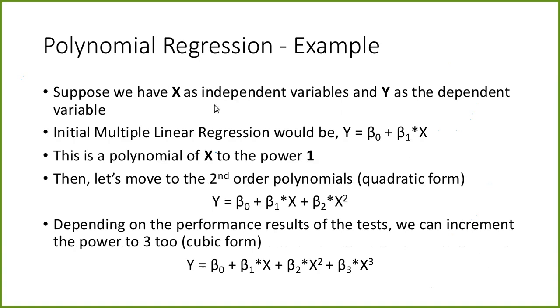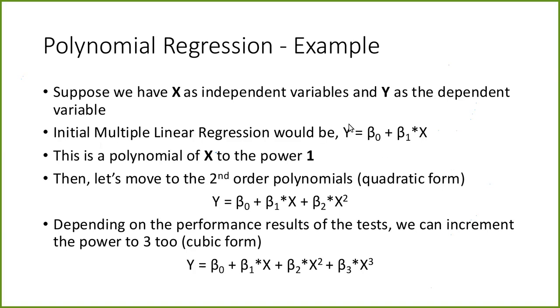So this is an example, right? Where you have x as the independent variable and y as the dependent variable. Initially, we can start with the first degree, which is x to the power 1, right? You can start with this equation where y equals beta 0 plus beta 1 x. So in this case, x to the power 1 is used.